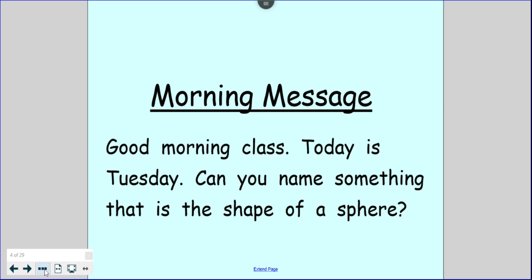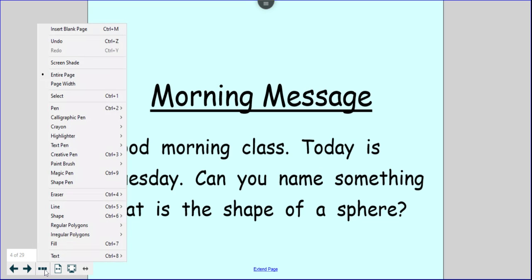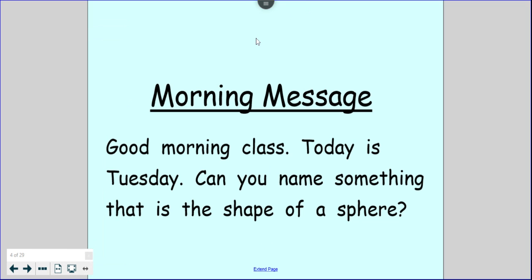Meanwhile, let's circle a sentence. We're going to circle a long sentence today. We're going to circle the sentence that says, can you name something that is the shape of a sphere? That's a lot of words. Let's count them together. Can you name something that is the shape of a... Oh my goodness, I ran out of fingers. I have 10 fingers, and I held up all of my fingers, and then there's still one more word.